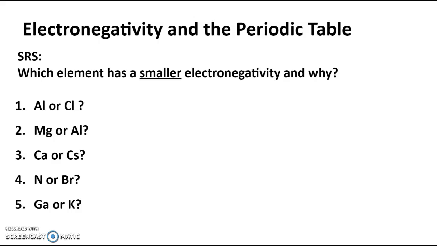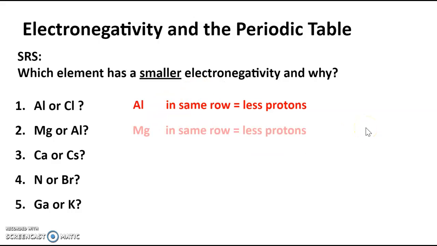All right, so now we want to look at the solutions. So for aluminum and chlorine, aluminum has a smaller electronegativity. These guys are in the same row, and so their shielding is equal, which means that the only thing affecting them is that aluminum has fewer protons. So aluminum has the weaker magnet, therefore it is not as good at attracting electrons. Magnesium or aluminum, magnesium is also in the same row as aluminum, but magnesium has fewer protons than aluminum. So magnesium has the smallest electronegativity.